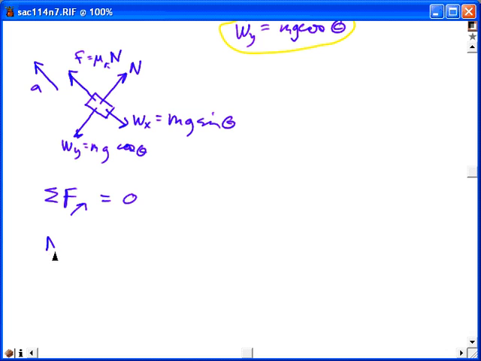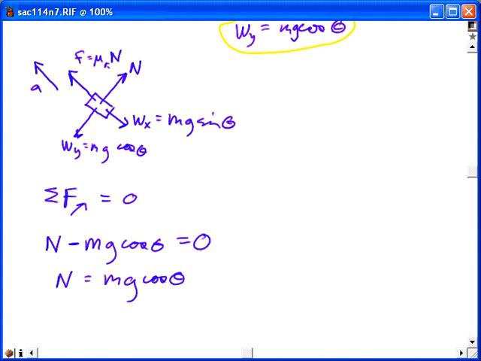So I have n, summing forces along this direction, calling that away, the direction which n is the positive direction. Wy is in the exact opposite direction, so that goes into the summation with a minus sign. And I'll write it out as I have it indicated on the diagram, mg cosine of theta. And that's equal to 0. So the normal force is mg times the cosine of theta.